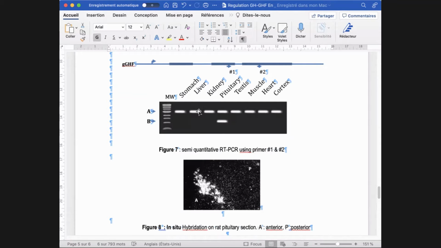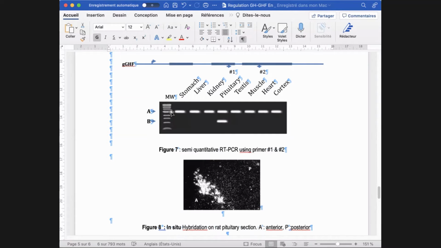So according to you, the big band on the top, what does it correspond to? The genomic DNA or the cDNA? Oh, the bigger band, the A band on top, is from the genomic DNA. Yeah, that's perfect. And only in the pituitary gland does that DNA get transcribed into RNA. Okay, for the cDNA, it means that band B is the PCR product coming from the cDNA, so from the RNA.